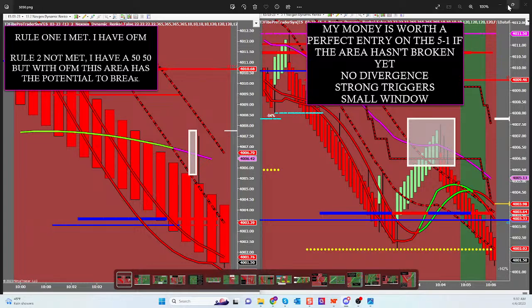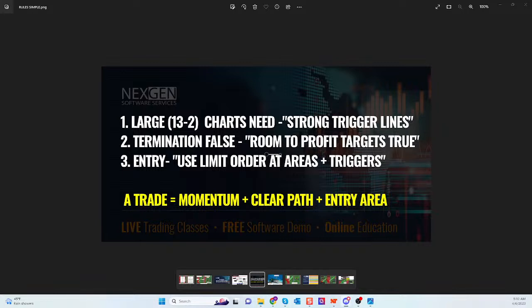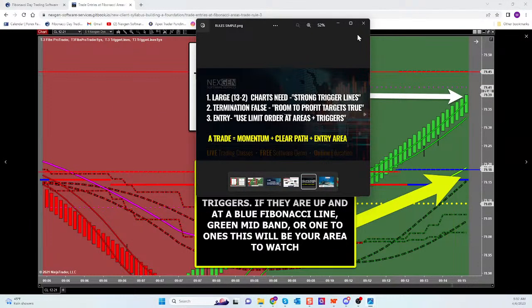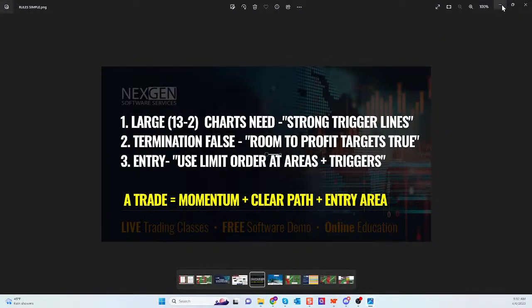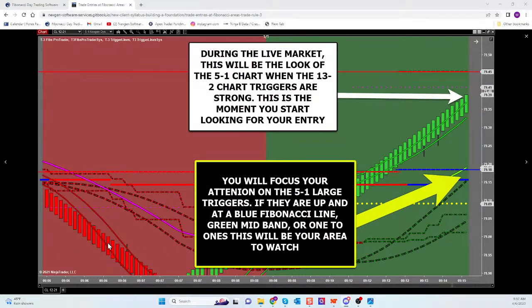And we'll talk about that in just a second. Let me talk about entries, and then we'll get to that best of the best entry. And we'll talk exactly about what Paul's saying, about making sure and insisting that he has the best entry on those 50-50s. But before we do that, we need to know how to get into the market, right? We're going to focus the attention: Fibs, mid-bands, 1-to-1s. And we're going to want them to be inside of these large triggers that are up, strong.